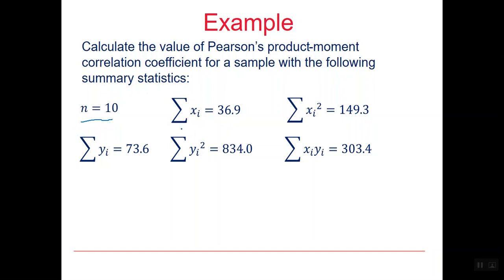The sum of the x values is 36.9. The sum of the x squareds is 149.3. The sum of the y values is 73.6. The sum of the y squared values is 834. And the sum of the product of the x and y values is 303.4.